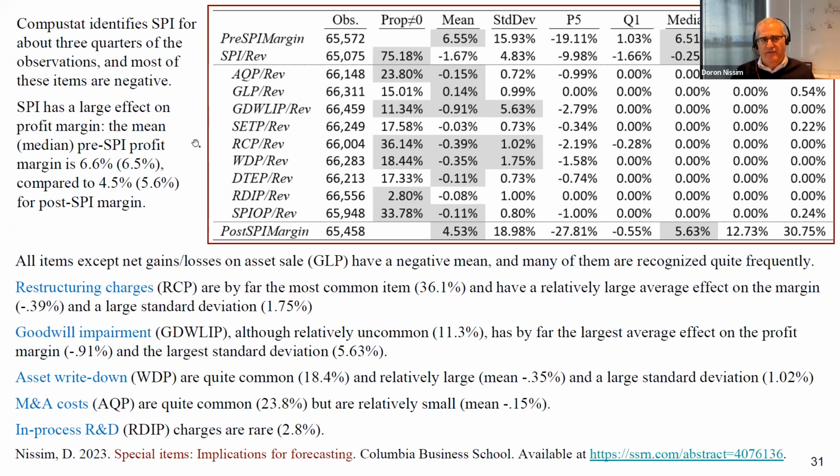Restructuring charges is by far the most common one, and it's quite significant. Asset write-down is also quite significant. So these are the 3 that are the most significant one. M&A cost.